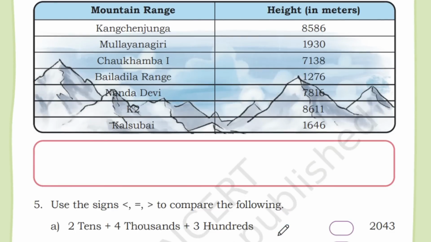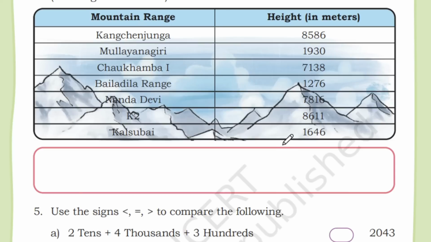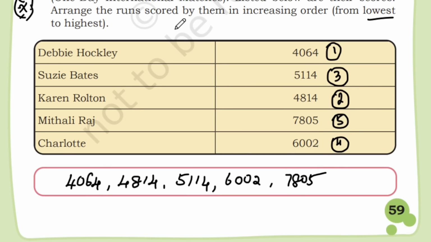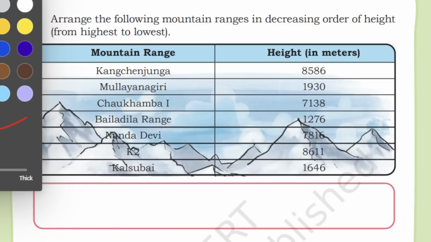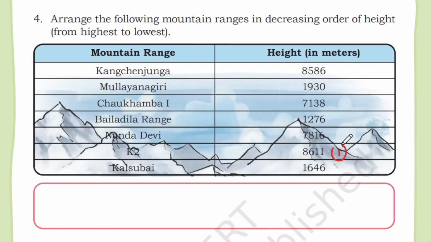Okay. So next, arrange the following mountain ranges in decreasing order of the height from highest to lowest. So here in score we saw lowest to highest, and here we are going to write from highest to lowest. Again everything is arranged in thousands. So obviously we are going to see the first digit. Here we have 8. Here also we have 8. So we go to the hundreds place. We have 5 and we have 6 here. So this is the topmost. Okay, I'll write in red. So this is the topmost and this is the second top.